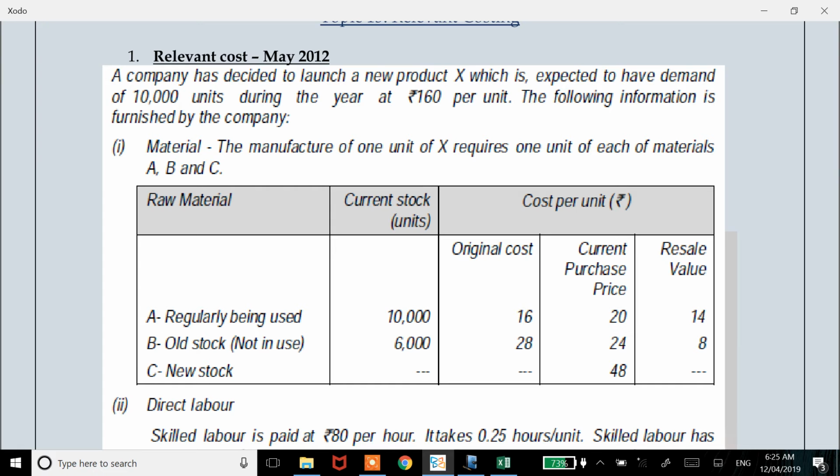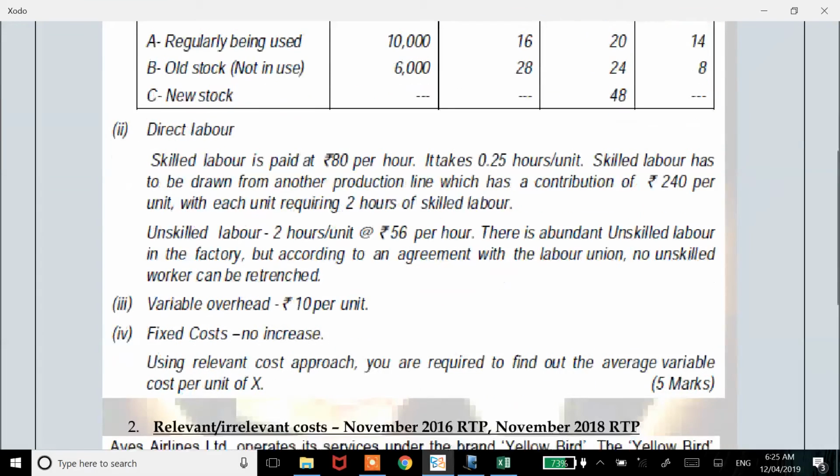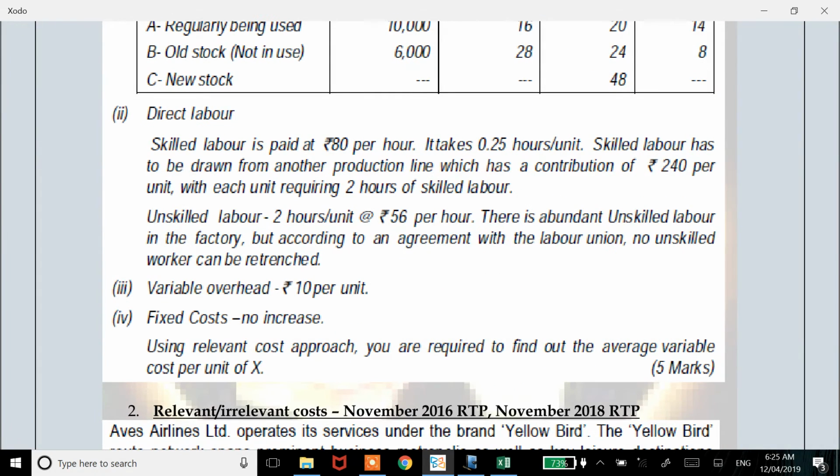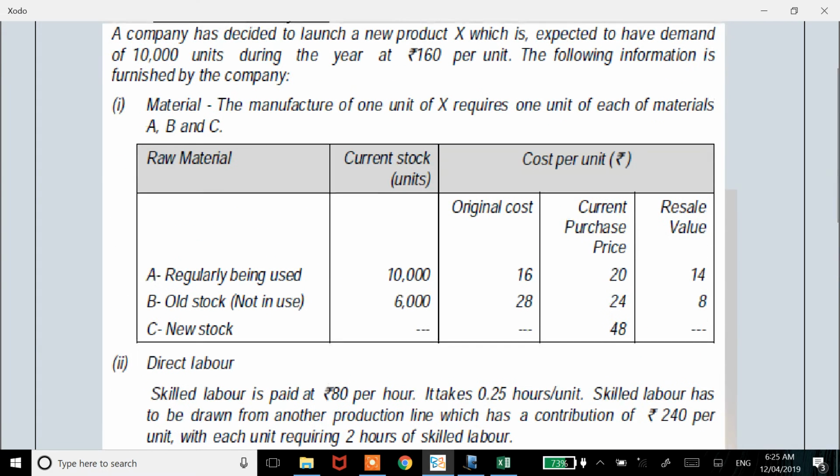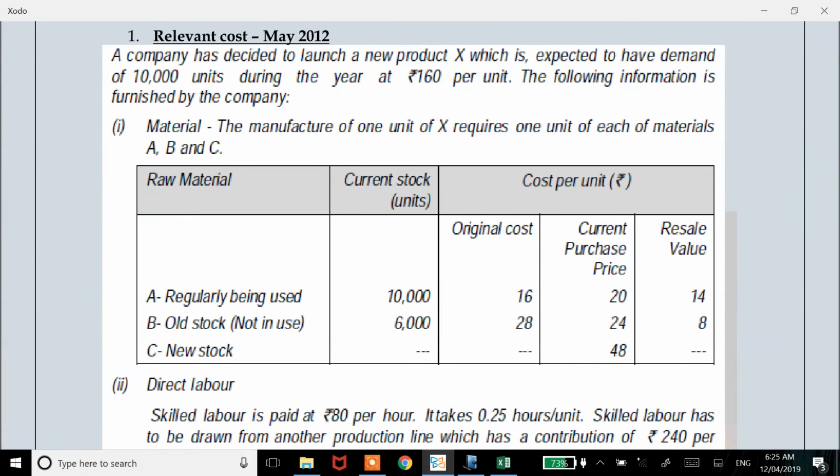A company has decided to launch a new product X, which is expected to have demand of 10,000 units at 160 per unit. The following information is furnished: material, labor, variable overhead, fixed cost. Using the relevant cost approach, you are required to find out the average variable cost per unit of X. So I am required to find out the relevant cost of this. I'll explain the concept, but I'll not dictate it, because normally I give a lot of notes on relevant costing. You can pick it up in the class. In case you miss out on certain concepts, you can view the recording later on.